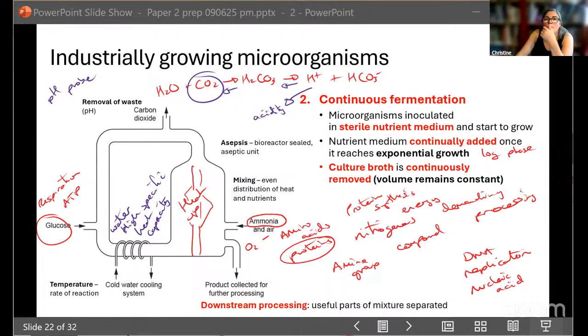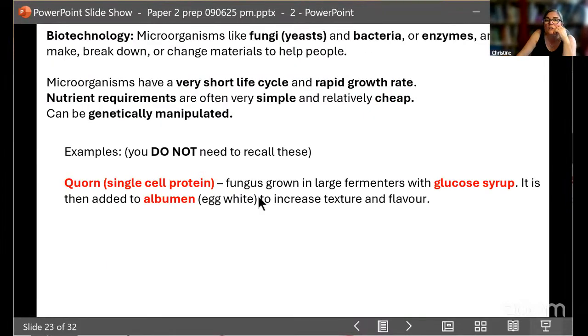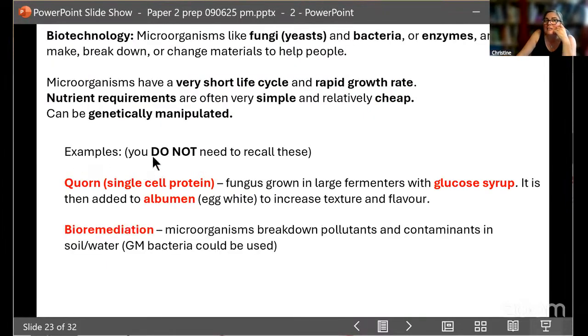Somebody asked me about bioremediation. So other things that you could be asked about. So examples, you do not need to recall these. As I said before, they've removed bioremediation, that you don't need to recall them anymore, but they could still ask questions about it. So if they do, breakdown of pollutants and contaminants, fungus grown in large fermenters with glucose syrups, and then added to albumin.